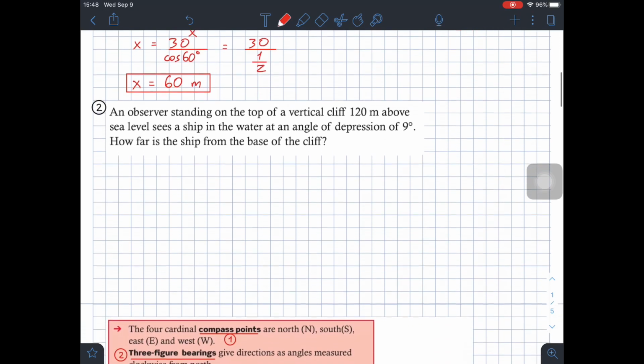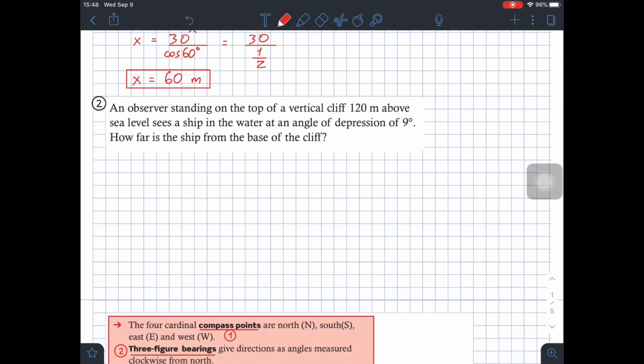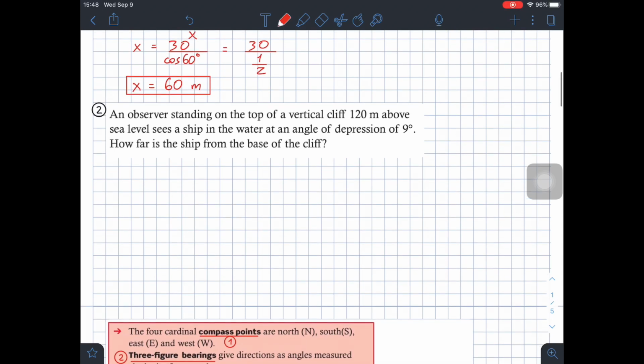It says, an observer standing on the top of a vertical cliff 120 meters above sea level sees a ship in the water at an angle of depression of 9 degrees. How far is the ship from the base of the cliff? Okay, so the best way to solve this problem is to first draw a sketch of the situation, right? We're talking about a cliff, right? So let's do a vertical line here. This would be the water where the boat is. Let's say the boat is right at this point, for example.